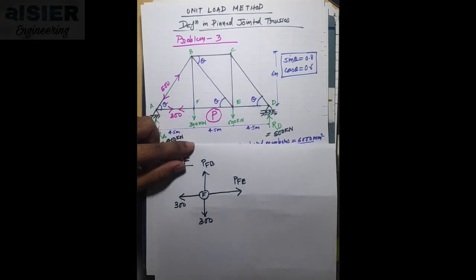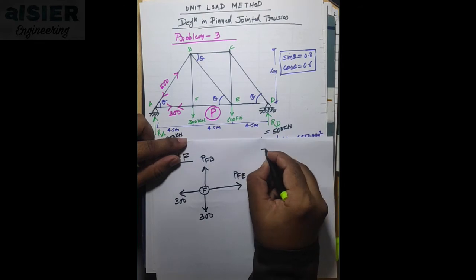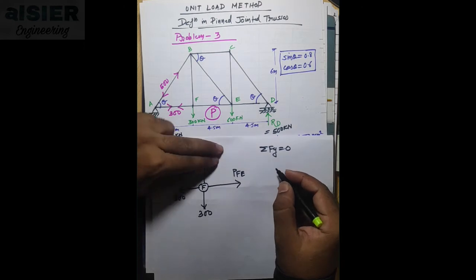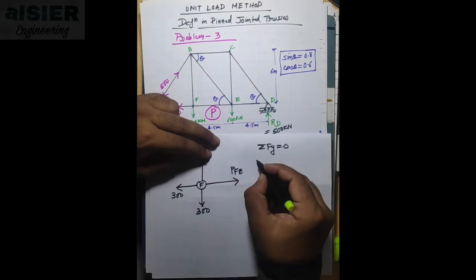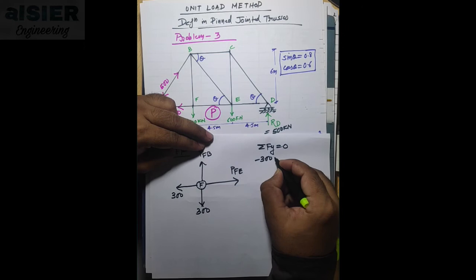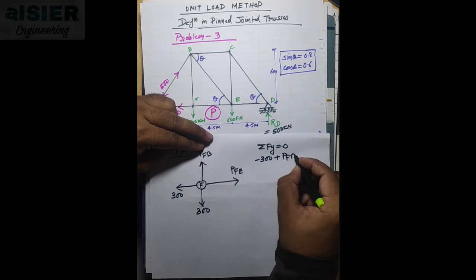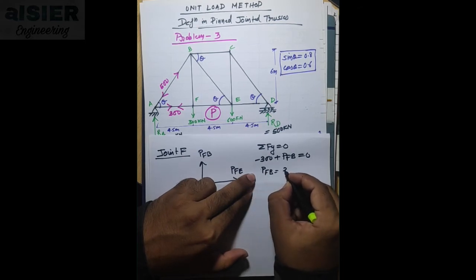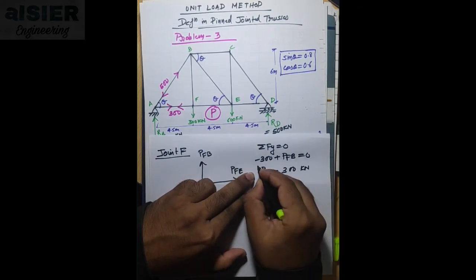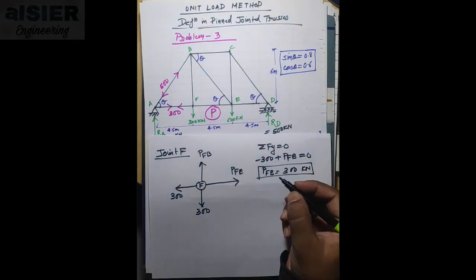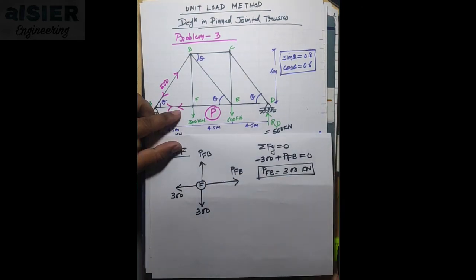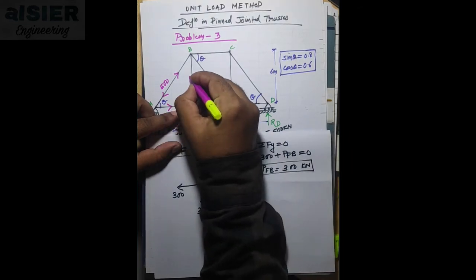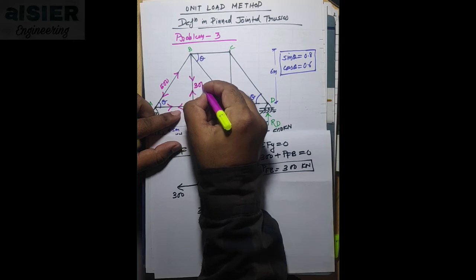Right? And now we will do summation of Fy first. So summation of Fy is equals to 0. So there are only two forces, minus 300 plus PFB is equals to 0. Therefore PFB is equals to 300 kilonewton, right? So we got value of PFB as 300 kilonewton and the answer is positive, means our assumption is correct, which is away from joint. So this is 300 kilonewton.